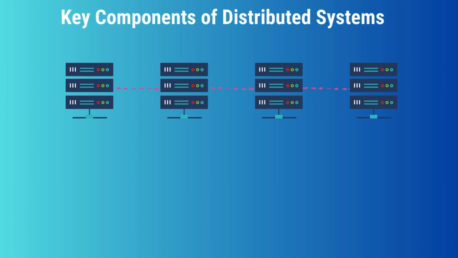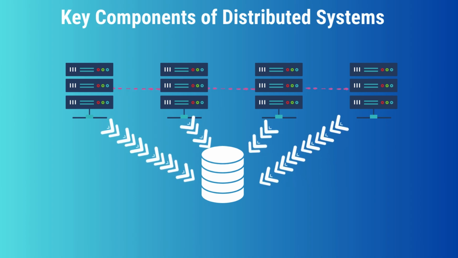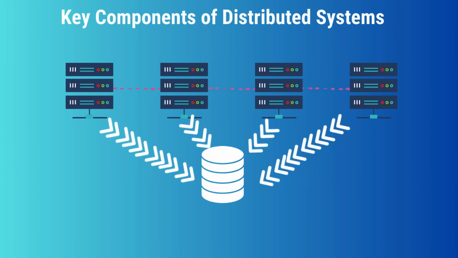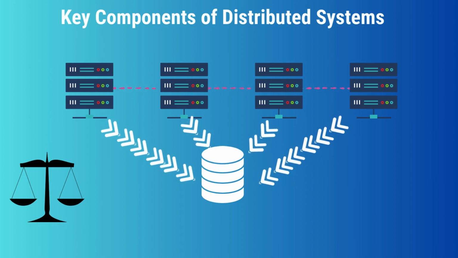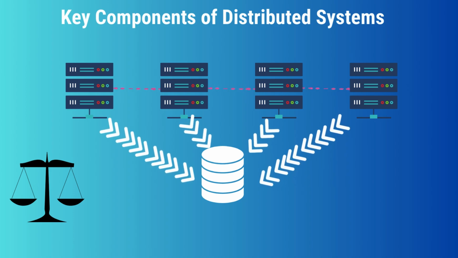Then we have data storage. Distributed systems require a way to store data across multiple nodes. This means that data isn't just kept on one machine, it's spread out across several nodes to ensure availability and redundancy. Another important component is load balancing. This ensures that no single node gets overwhelmed with requests. A load balancer distributes incoming network traffic across multiple nodes to prevent any one node from becoming a bottleneck.